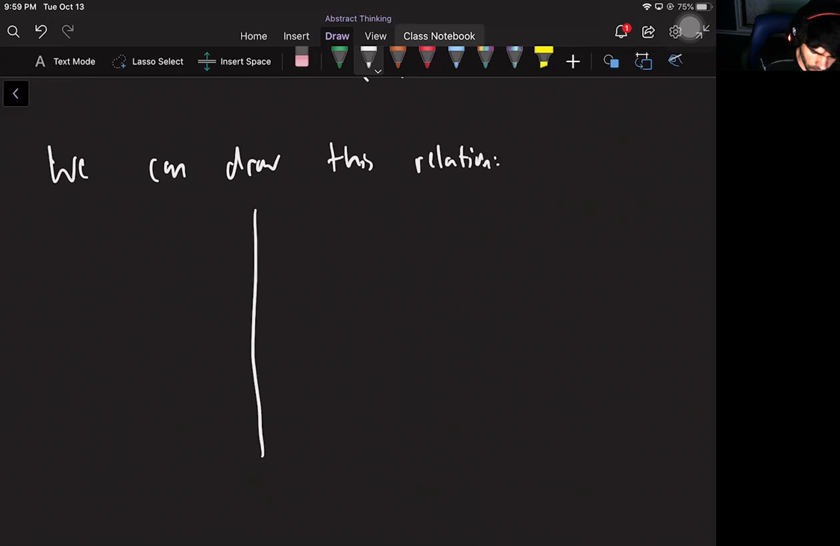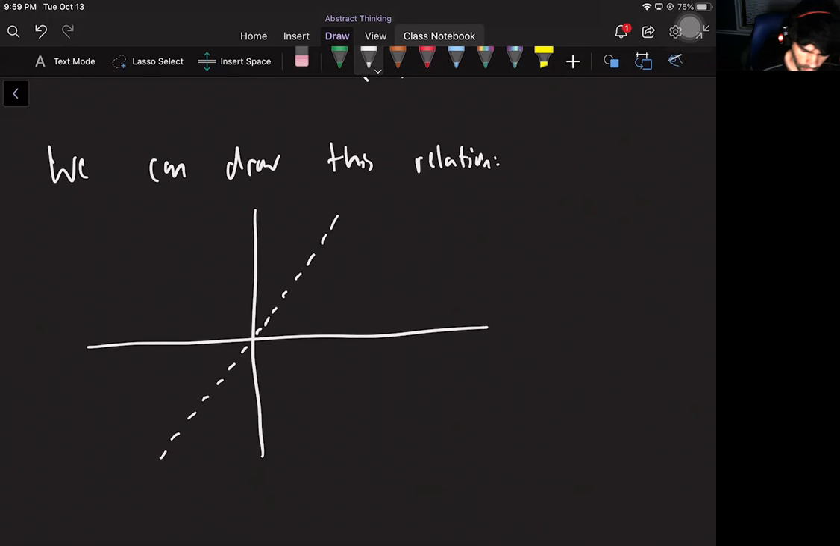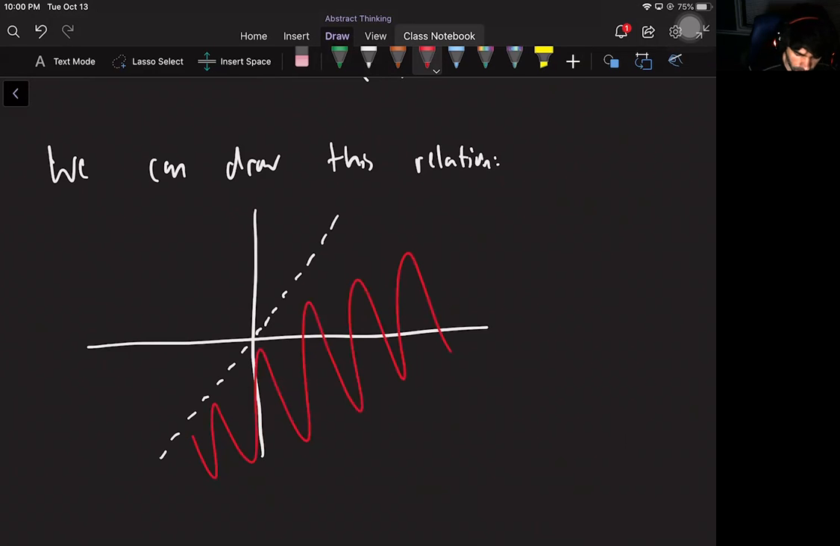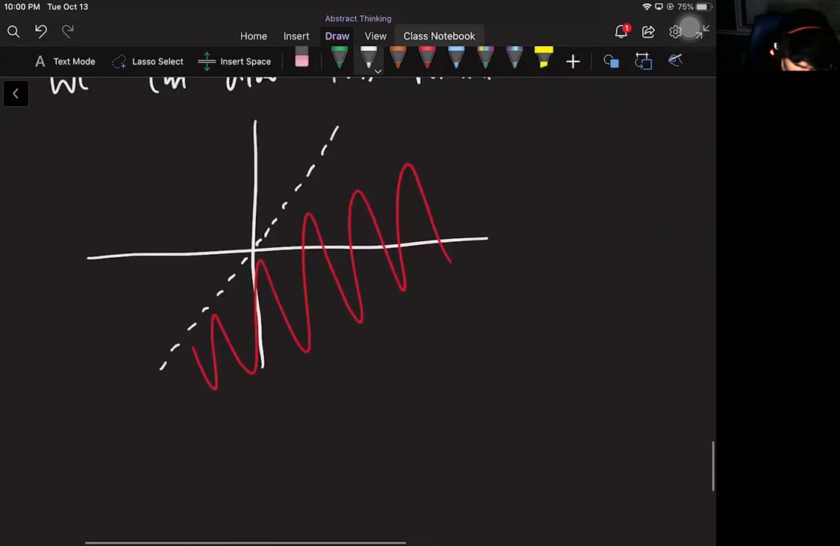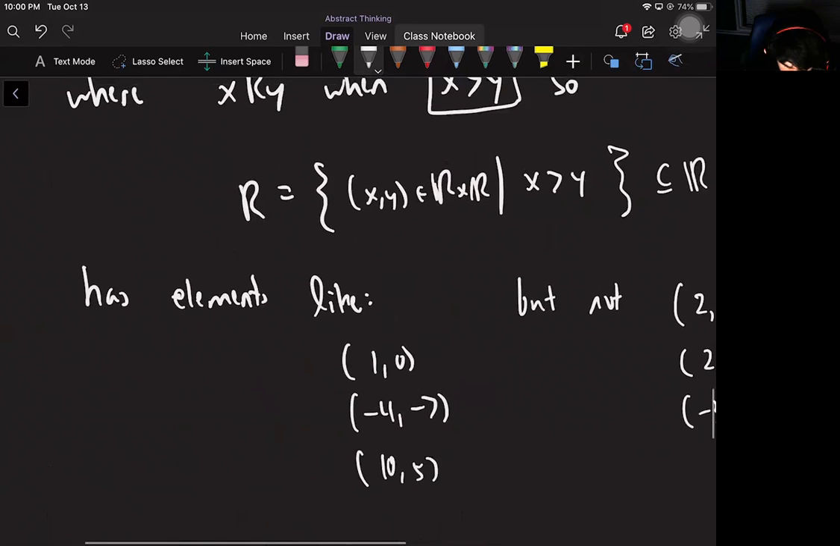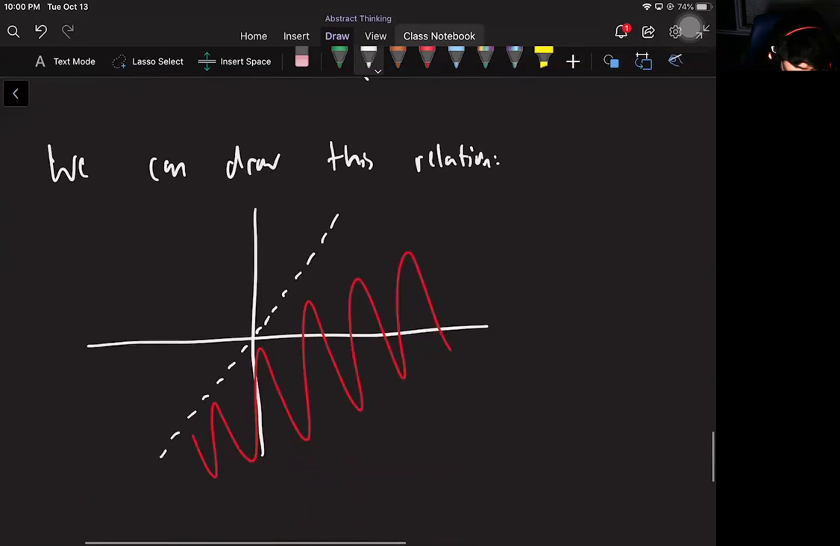So what is it really? Well, it's all the ordered pairs to the right of the line y equals x. So you might just draw something like this and shade it, not including the ordered pairs on the line, because that would be when y equals x. If I just changed greater than to be greater than or equal to, then I would include the line too.